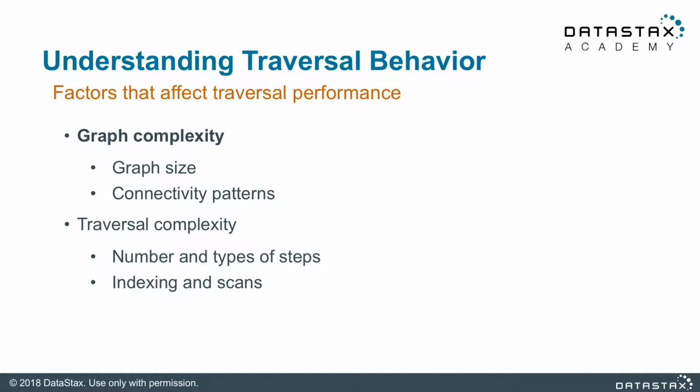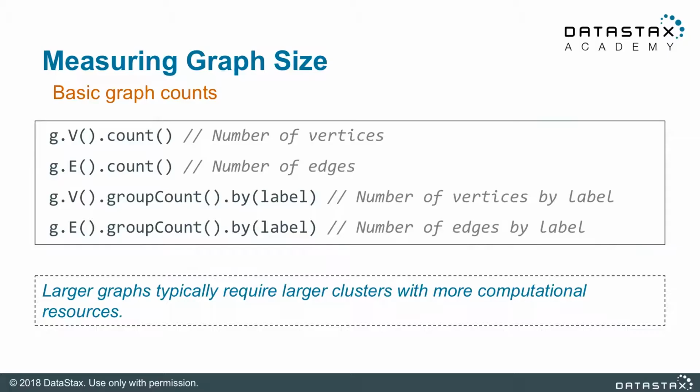The factors that affect traversal performance can be broken down into two high-level categories: graph complexity and traversal complexity. We're going to start by taking a look at graph complexity. We'll be primarily focused on characteristics related to the size of the graph and how the vertices are connected. Sometimes we refer to this as a graph's vitals because it's similar to a doctor measuring a patient's weight, height, blood pressure, age, etc. You know, all the basics.